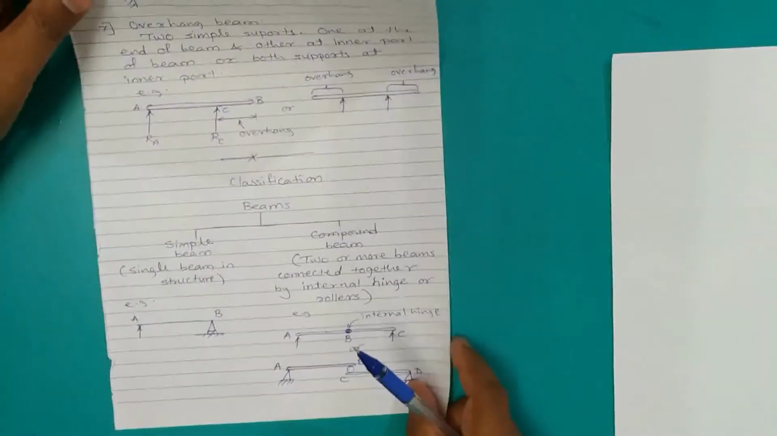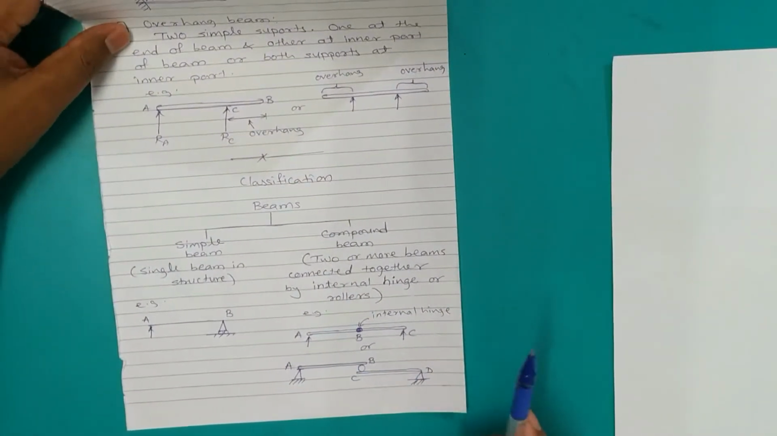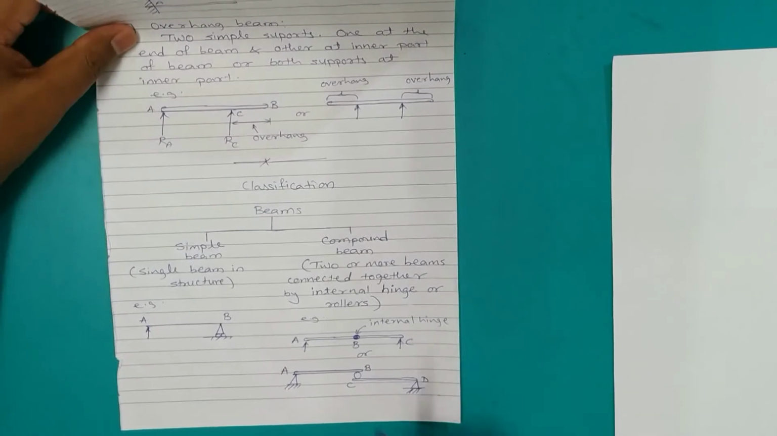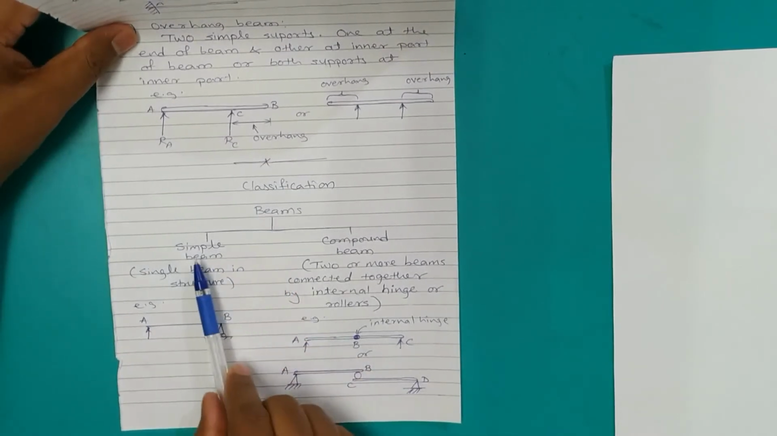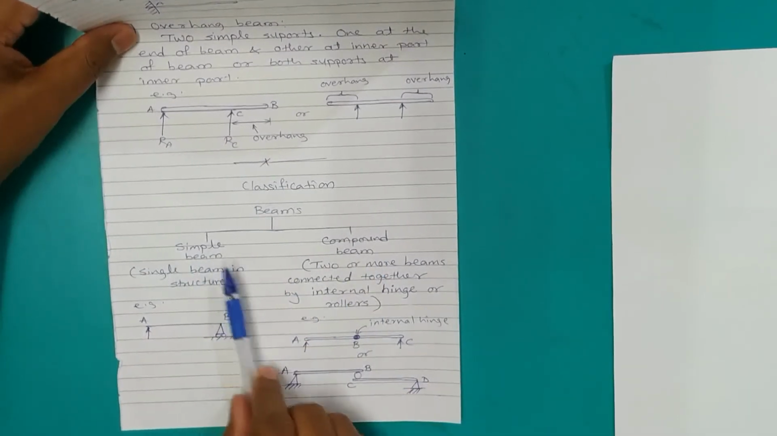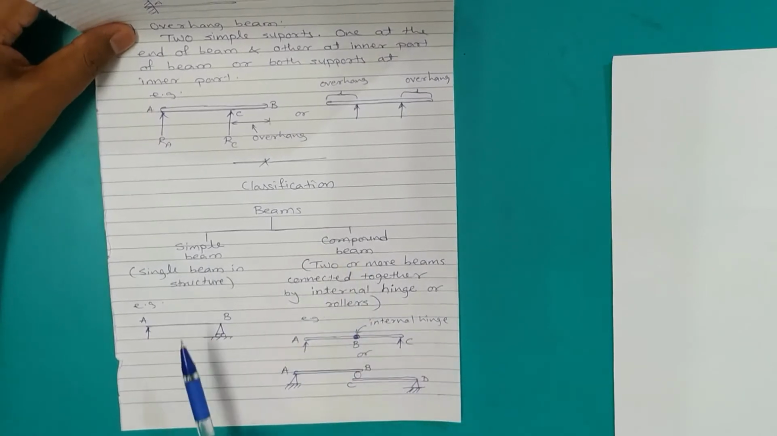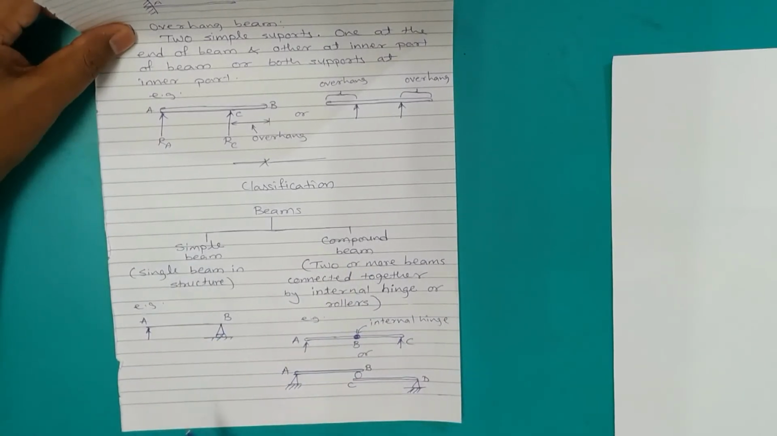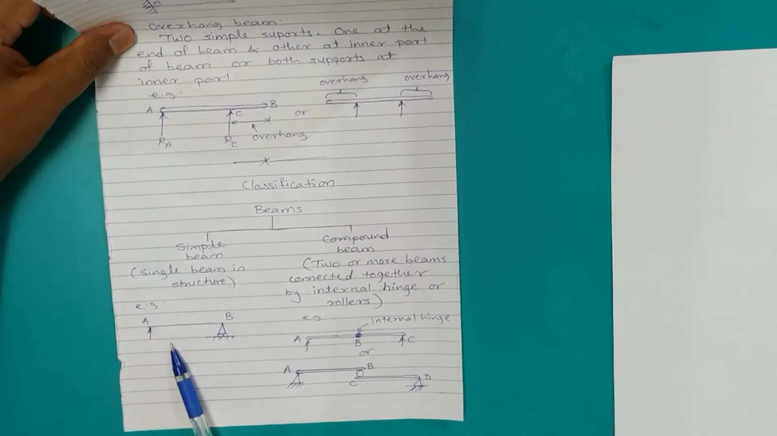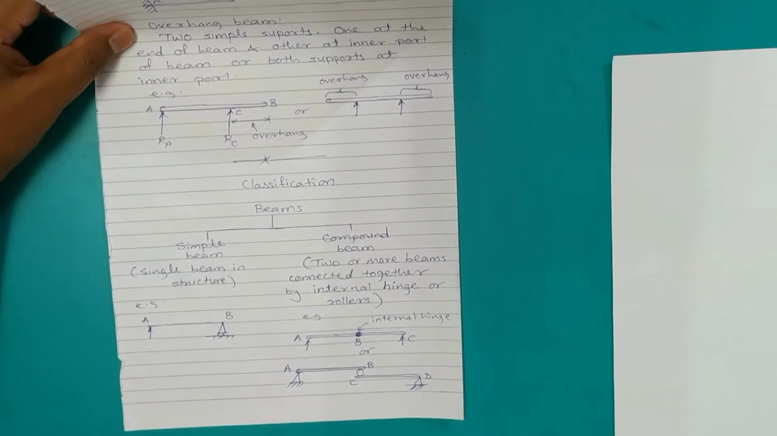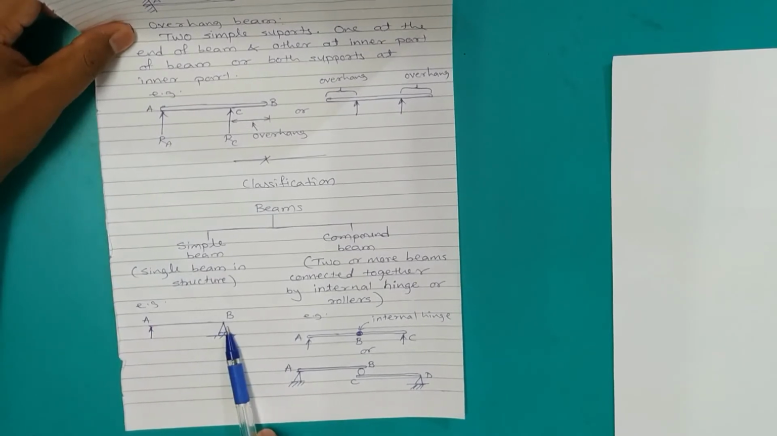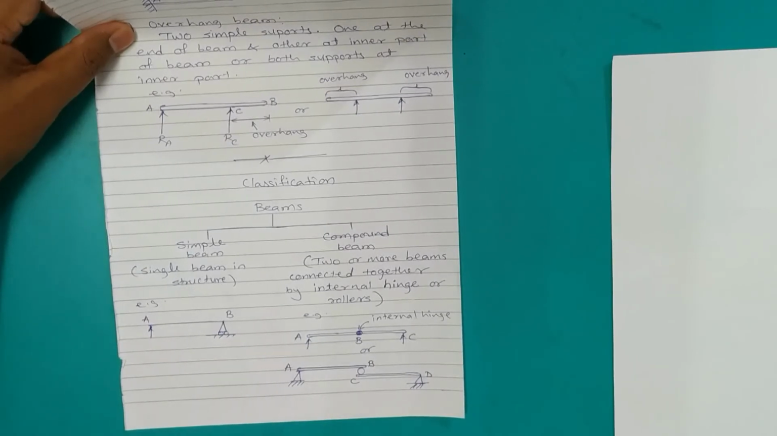Apart from these types of beams, we can in general classify beams into two different categories. One is simple beam and the other is compound beam. Simple beam is a structure which will have only one beam present in it. It doesn't matter what kind of supports it has, but necessarily it should have only a single beam present in it.